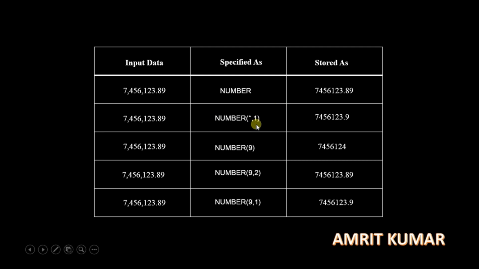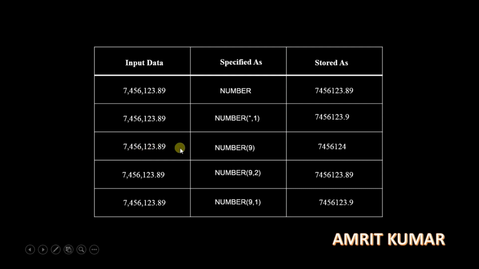Because scale says the total number of digits to the right of the decimal. So here you are seeing 1, so we will use 0.1 here only. If here it were 2, then we would write all of it.